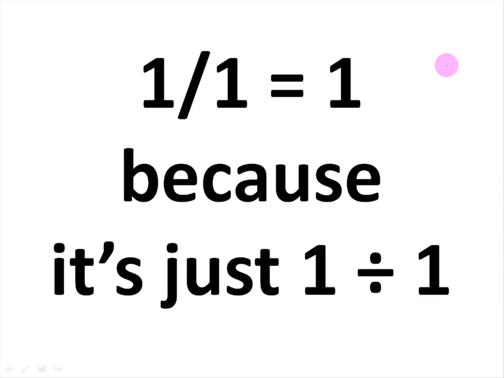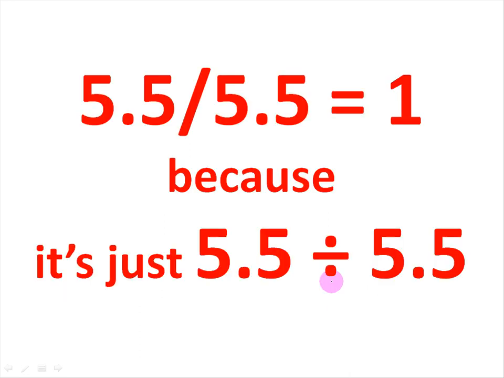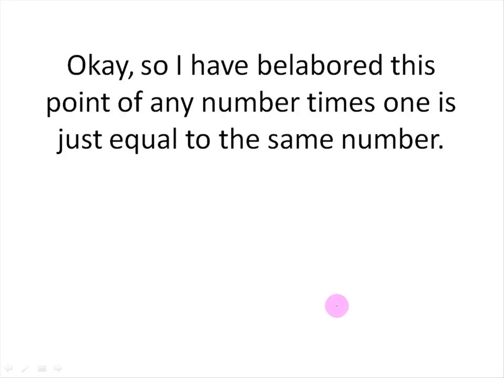Well, 1 over 1 is 1 because it's just 1 divided by 1. How many times will 1 go into 1? One time. 2 over 2 is 1 because it's just 2 divided by 2. How many times will 2 go into 2? One time. 5.5 over 5.5 is 1 because it's just 5.5 divided by 5.5. How many times will 5.5 go into 5.5? Exactly one time. 1 half divided by 1 half is 1. How many times will 1 half go into 1 half? One time.